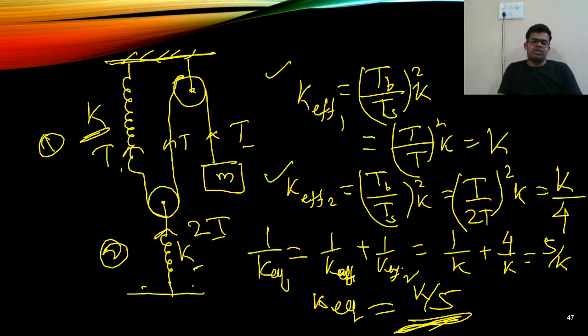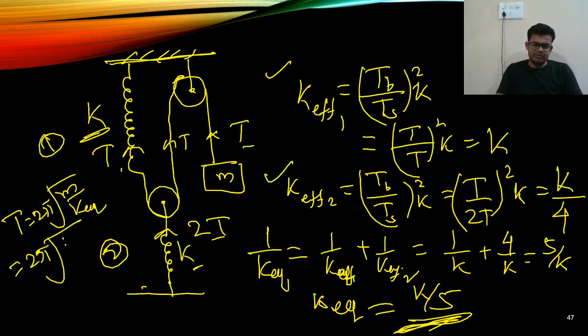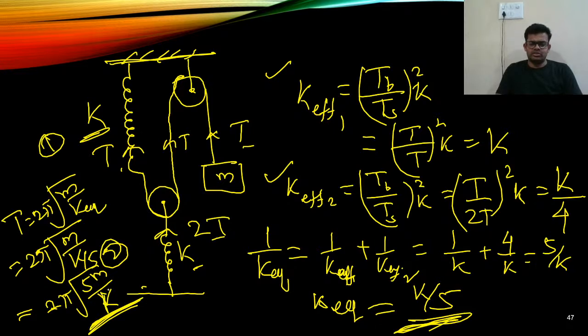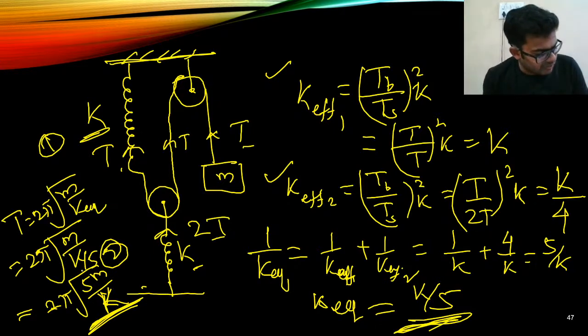Now finally write the time period. The time period formula you know: T is equal to 2 pi under root of m upon k equivalent. Put the value of k equivalent, which is k by 5. So finally we are getting 2 pi under root of 5m divided by k. This is the final answer for this question. My dear friends, these are the basic tricks and basic formulas I wanted to explain to you. I hope you are able to do it. Let us take one more question and solve it.